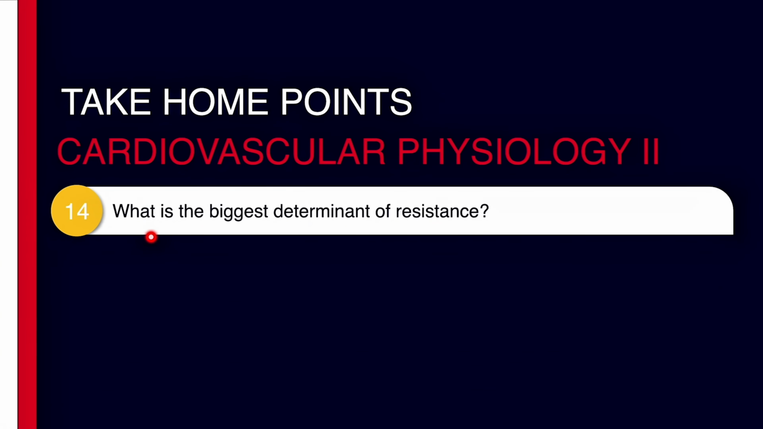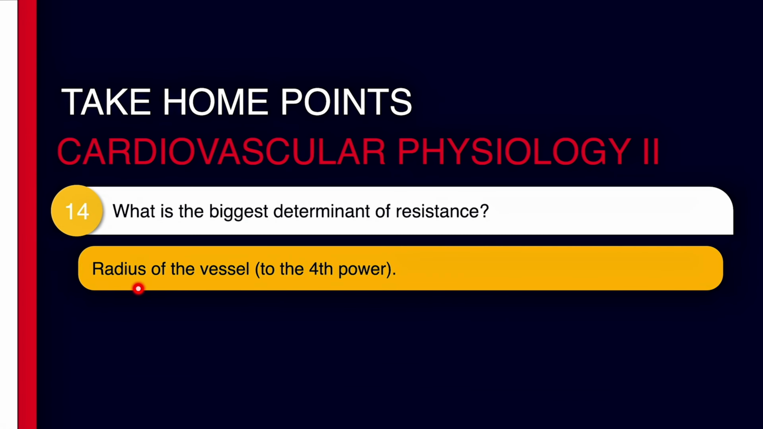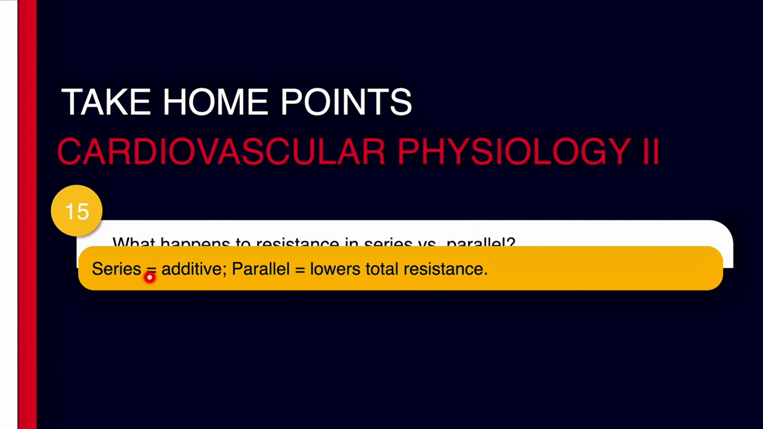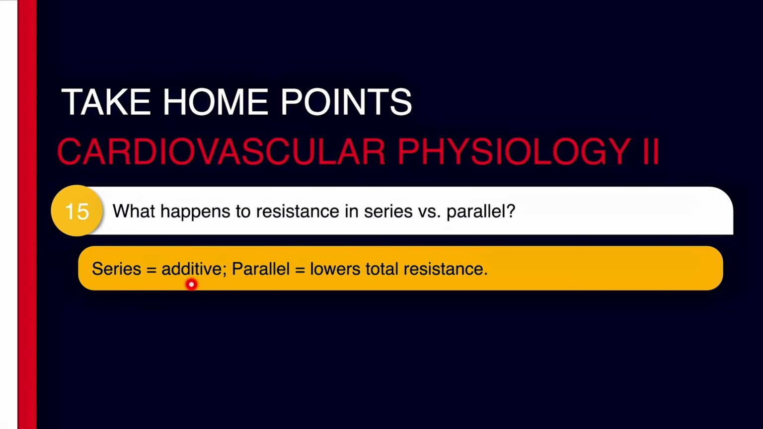THP14. What is the biggest determinant of resistance? The radius of the vessel to the 4th power. Remember. THP15. What happens to resistance in series versus in parallel? Series, additive. Parallel, lowers total resistance.